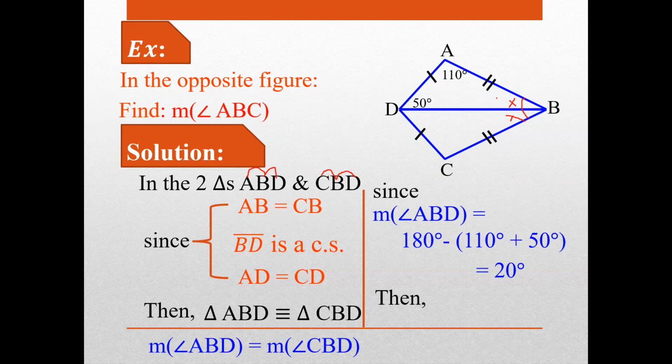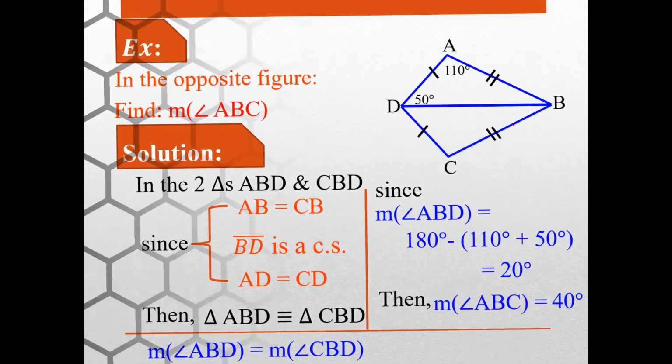Then the measure of angle DBC, the greater angle, will be 20 plus 20 equals 40 degrees. It's so easy.